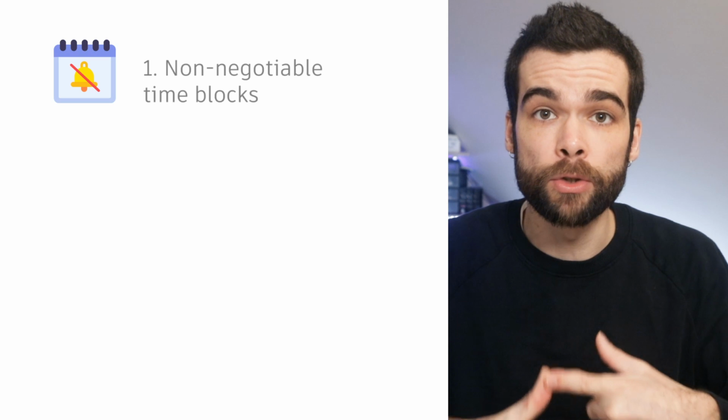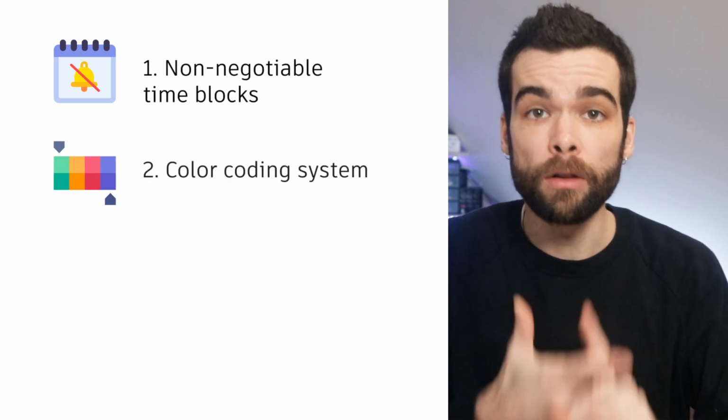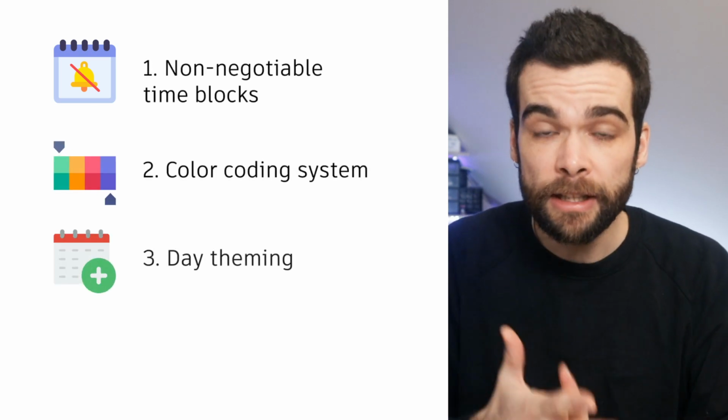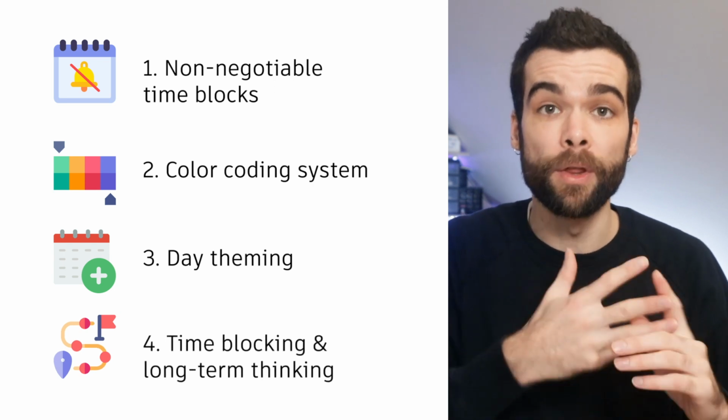In this video, we'll cover the basics of time blocking through 4 key chapters: establishing non-negotiable time blocks, creating a color coding system, creating day themes, aligning time blocking with long-term thinking. But before we jump straight into the 4 chapters, a few things to keep in mind.